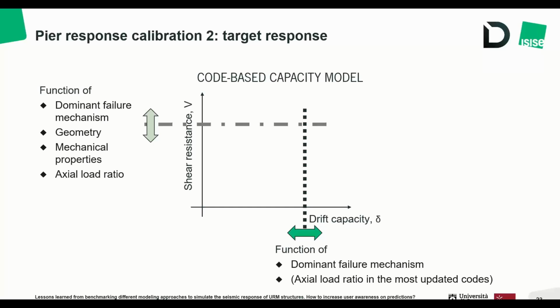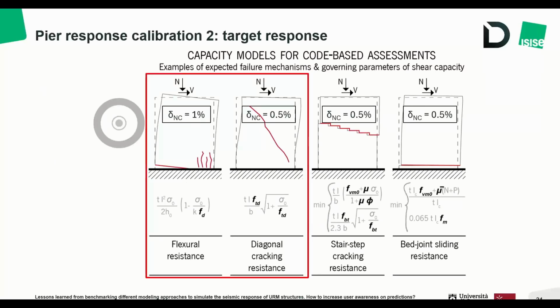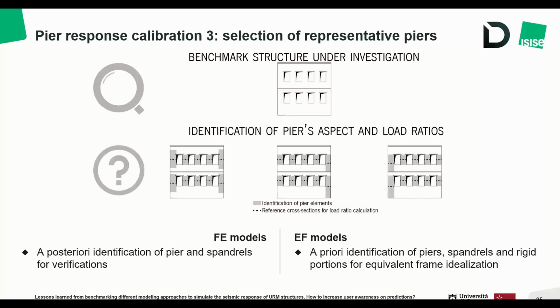So if we selected the stone masonry, we know that the capacity models for code-based assessment will be the flexural mechanism and the diagonal cracking mechanism, in which we have the simplified expression for the shear resistance, and then we have also the drift. But the pier response calibration needs also the selection of representative piers. So if we have a benchmark structure that we have to investigate, we should select and identify the piers' aspect ratio and load ratio.